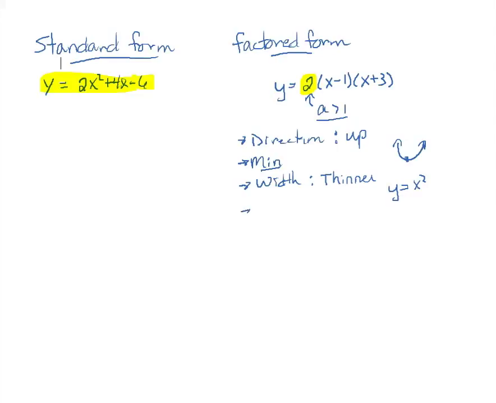The axis of symmetry: over here, for standard form, we use the equation x equals negative b over 2a. We can't do that here. So first thing we're going to do, in order to find the axis of symmetry, we need to understand the x-intercepts. So we're going to build this idea. This is something new to you. So we have to get the x-intercepts. That's then going to allow us to get the axis of symmetry, and then we can get the vertex.